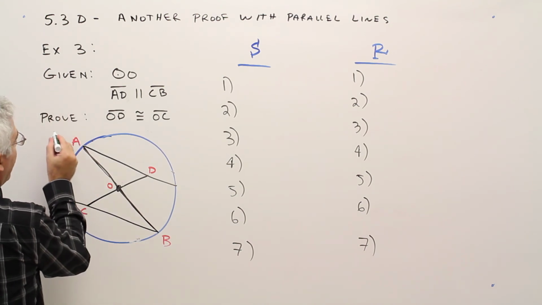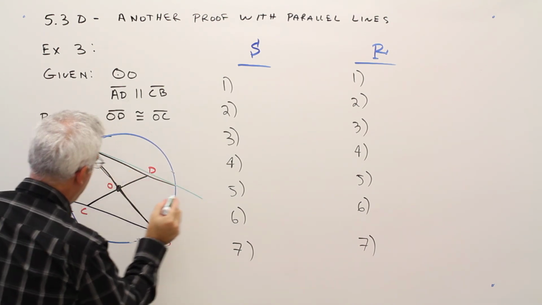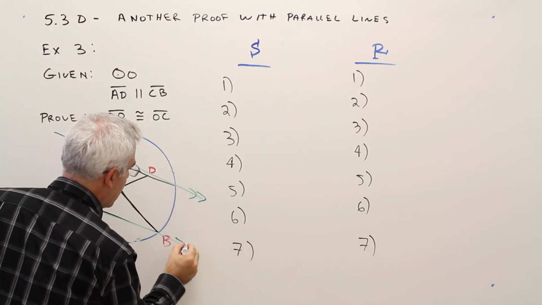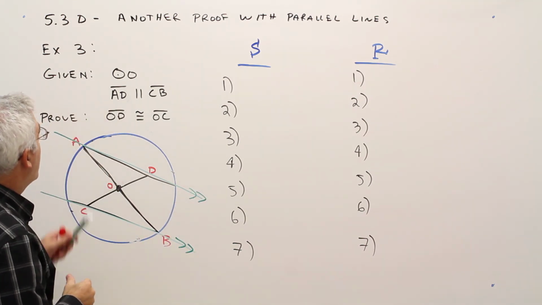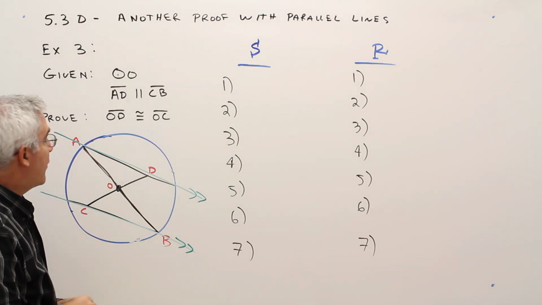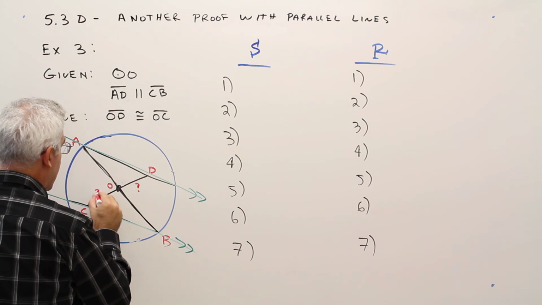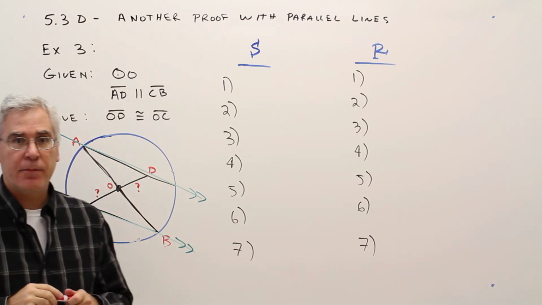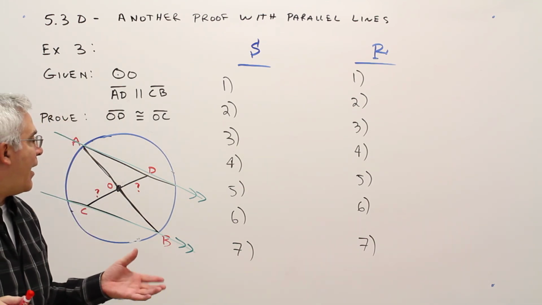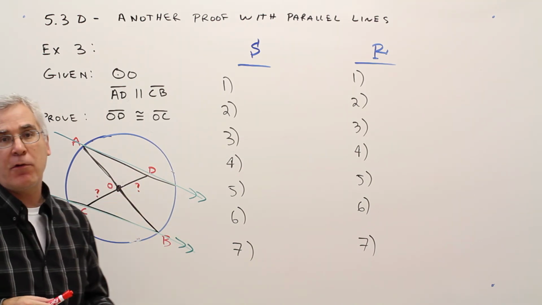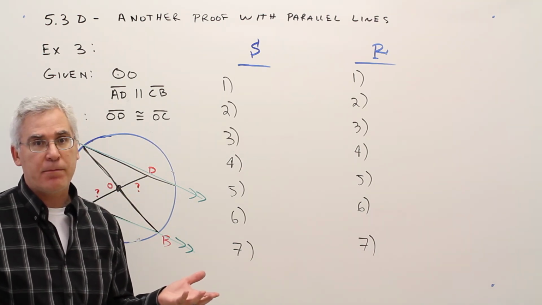Again, I like to extend those parallels. AD parallel to CB. Prove that OD is congruent to OC. So prove that that is congruent to that. Right off the bat, I'm looking to get these triangles congruent. And once I get the triangles congruent, I'm looking to get those parts congruent.